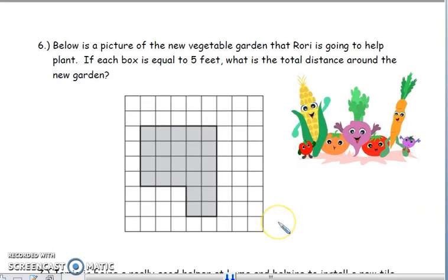Below is a picture of a new vegetable garden that Rory is going to help plant. If each box is equal to 5 feet, what is the total distance around the new garden? I want you to write the word perimeter because that's what around means to do. So let's add up all these sides and then we're going to worry about the 5 feet at the end. You can deal with the 5 feet right away, but I'm going to do it where we don't.